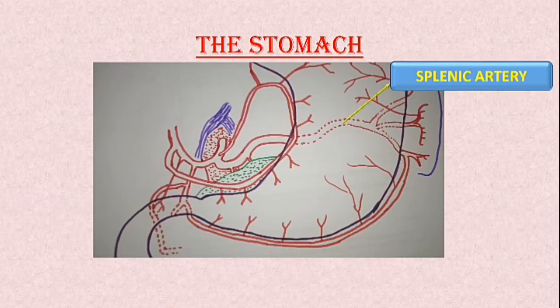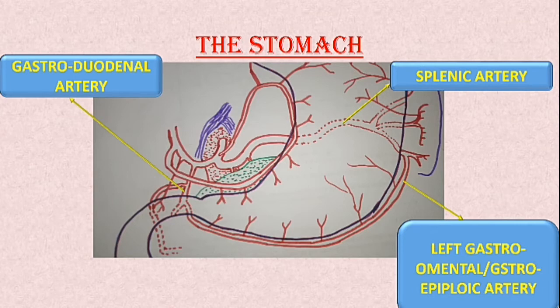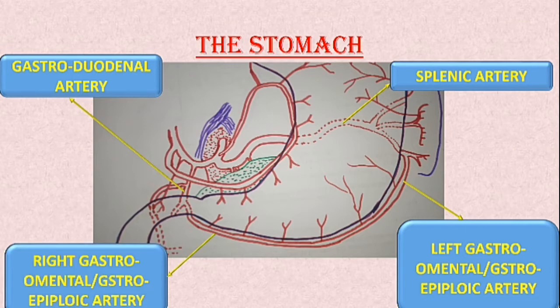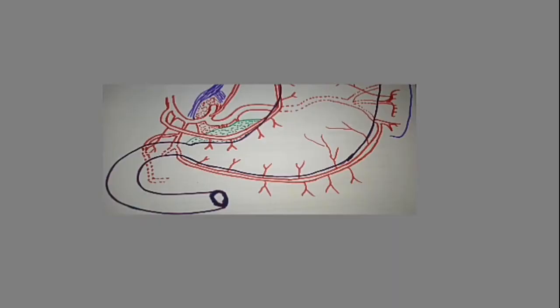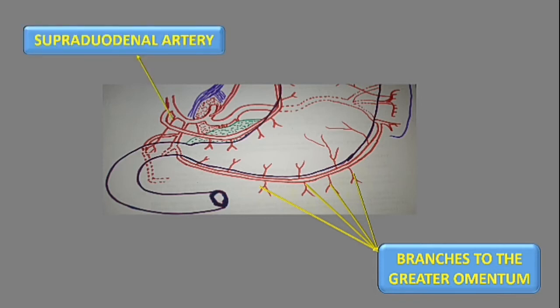On the left side, the splenic artery gives off a branch that is known as the left gastro-omental artery or the left gastroepiploic artery. On the right side, the gastroduodenal artery, which is a branch of the common hepatic artery, gives off a branch which is known as the right gastro-omental or gastroepiploic artery. These two form a loop along the greater curvature of the stomach and supply both the stomach wall and the greater omentum. From the common hepatic artery also branches the supraduodenal artery, which supplies the first part of the duodenum.